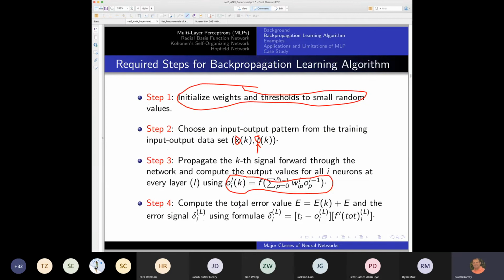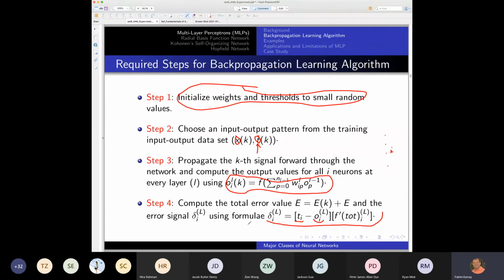Compute the total error, E, which is equal to E_k plus E. Okay, so at first it's for the first element, so we have an E_k for the system. And the error signal is simply computed by this formula, where we know the T_i, the target value, and we know the O_i^L. So remember, the i means the index of the particular output. We have several outputs in the system, so this is the ith output.